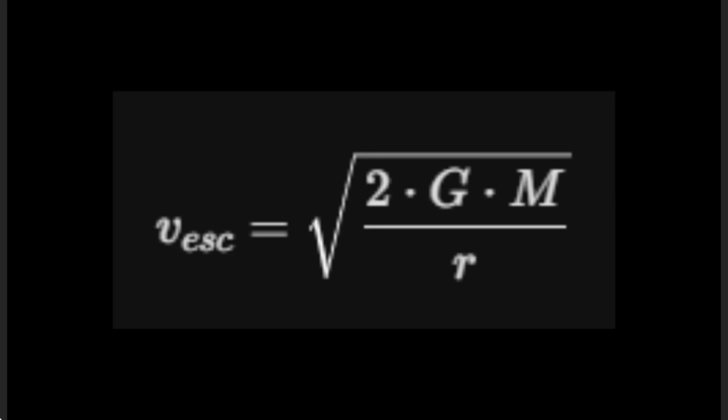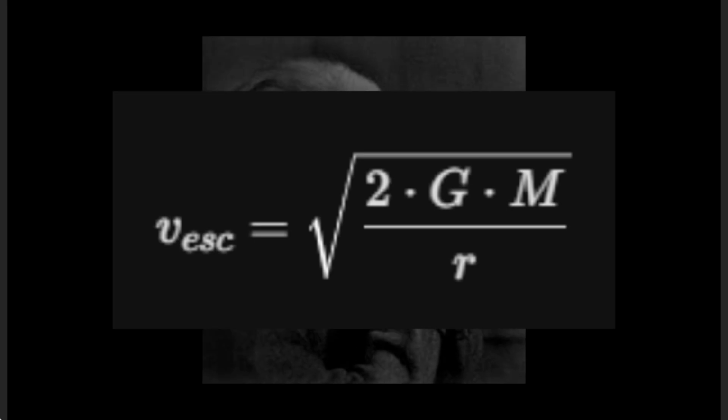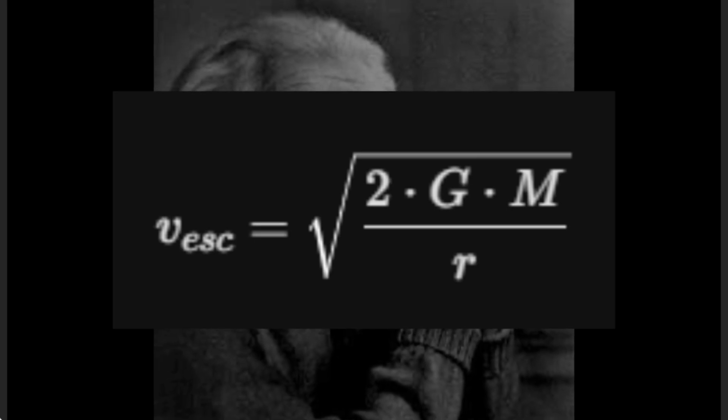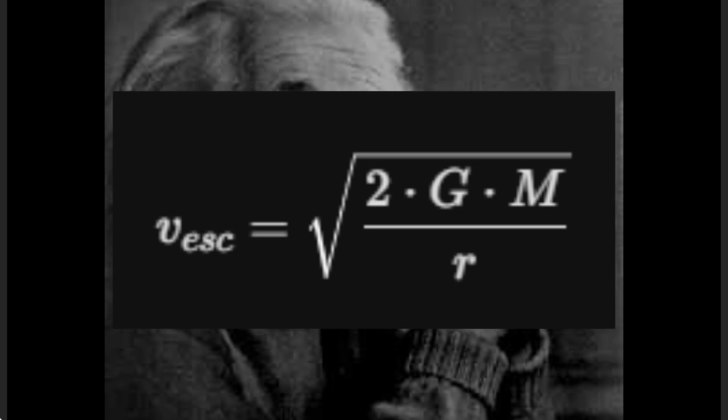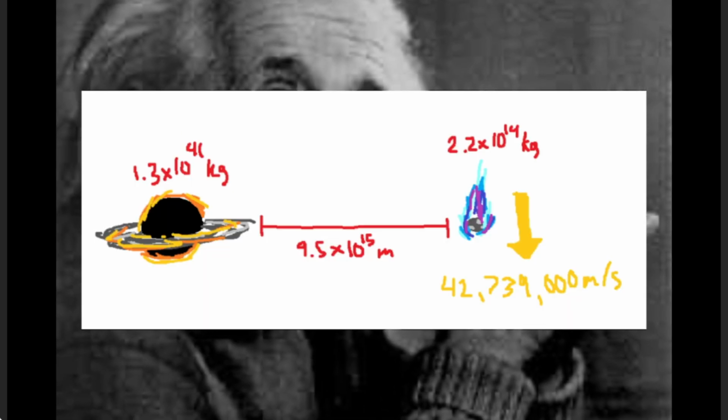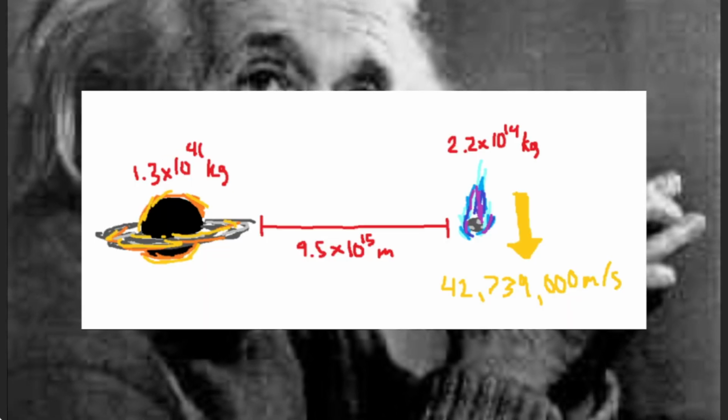With this, we should also find the orbital escape velocity at 1 light year away. v equals the square root of 2 times gravitational constant times the mass of TON 618 divided by the distance between their centers of mass. Therefore, the necessary escape velocity is approximately 42 million meters per second to escape TON 618's gravity. That's over 14% the speed of light.